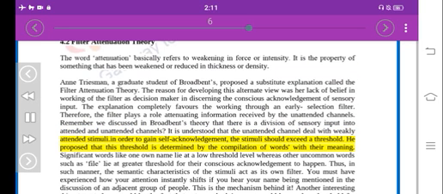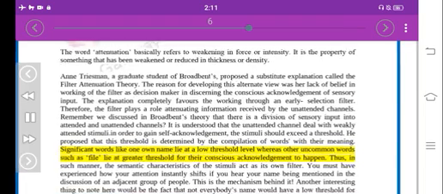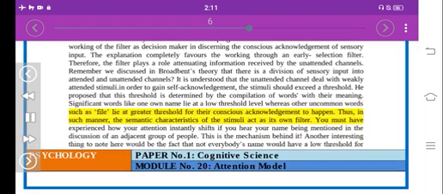He proposed that this threshold is determined by the compilation of words with their meaning. Significant words like one's own name lie at a low threshold level, whereas other uncommon words such as "file" lie at a greater threshold for their conscious acknowledgement to happen. Thus, in such a manner, the semantic characteristics of the stimuli act as its own filter.